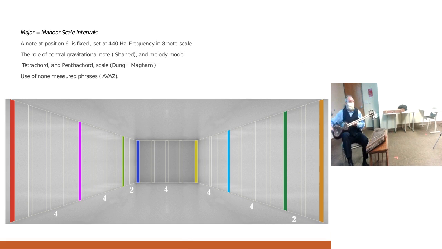Having said that, I'm going to play you a few things in Mahur. And I pass the torch from the first one to the second one to the fourth and fifth one, just as an example. This is how our major scale, but real Mahur, would sound.